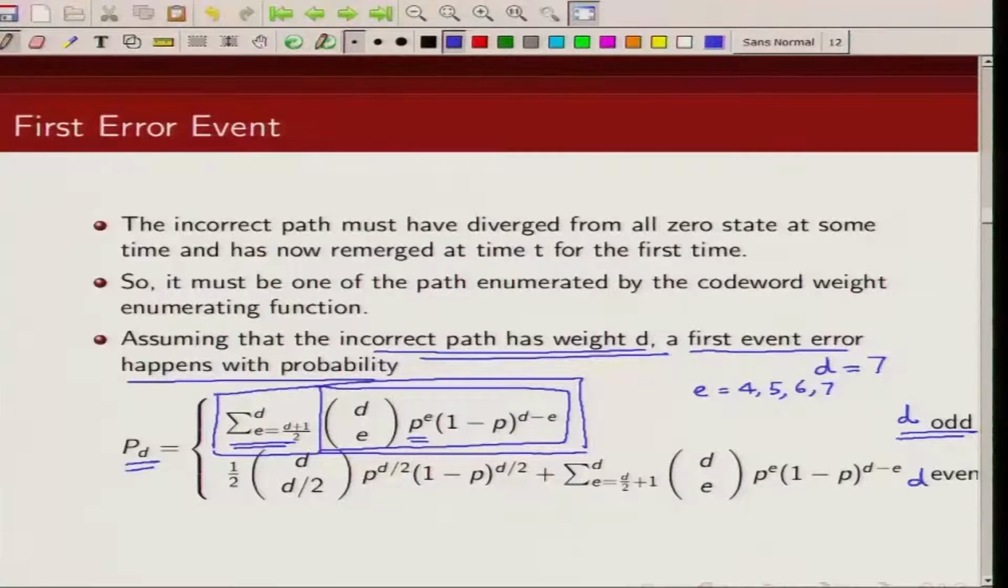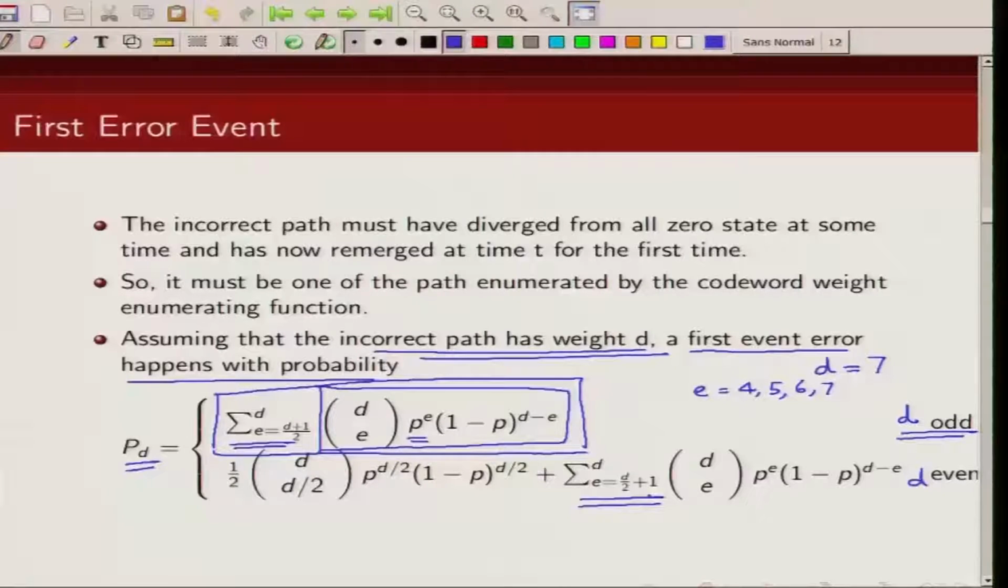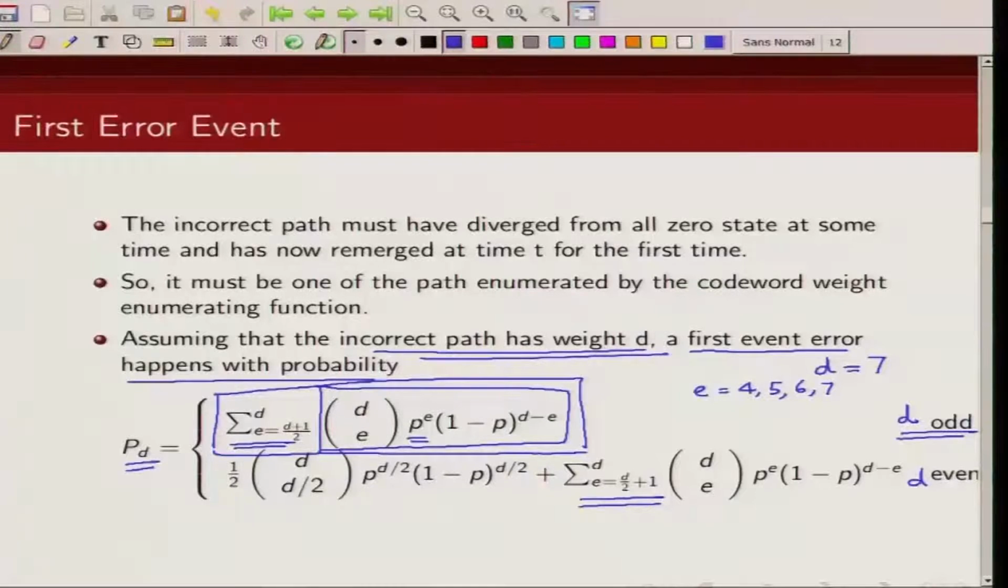What about when d is even? When d is even, for all error patterns from d by 2 plus 1 to d, you will decide in favor of the incorrect path, and whenever the error is d by 2, there is a 50-50 chance, because there is a tie in the metric. So, you can just flip a coin and choose either path, and that is why for d by 2 I have written here half times this probability, plus all error patterns of weight more than d by 2.